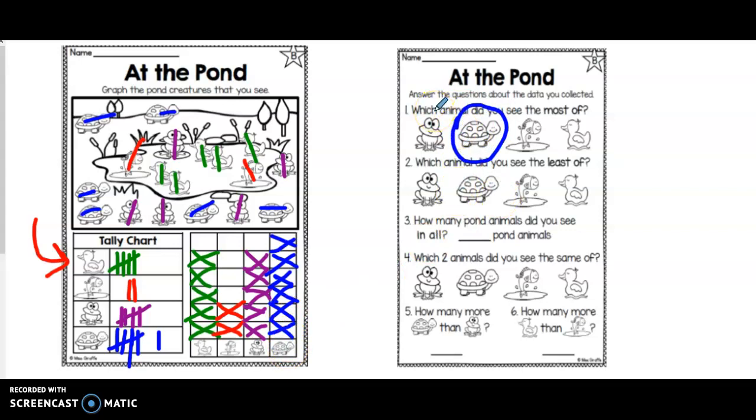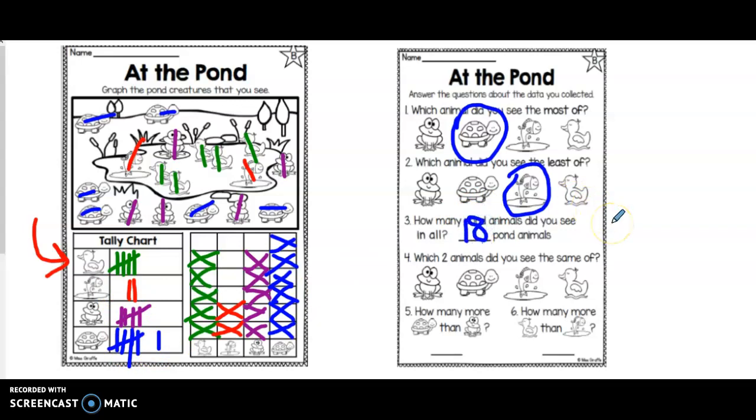Number 2, which animal did you see the least of? Remember, least is the smallest amount. And I see the smallest amount in our bar graph goes with fish, so I'll circle fish. There are only 2 of them. Number 3, how many pond animals did you see in all? So the easy way for me to do this is to use the tally chart to count. So I'd say 5, 10, 15, 16, 17, and 18. So I'd say 18 pond animals total.